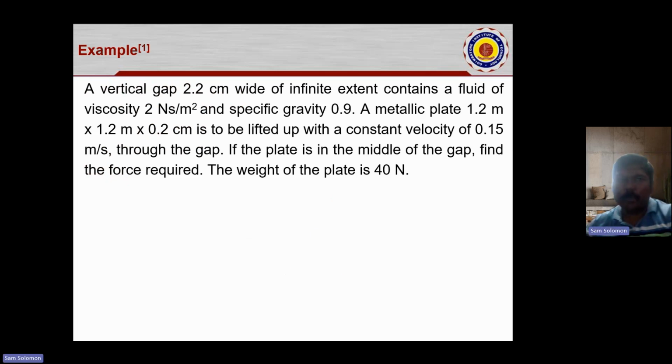A vertical gap 2.2 centimeter wide of infinite extent contains a fluid of viscosity 2 Newton second per meter squared and specific gravity 0.9. A metallic plate 1.2 by 1.2 by 0.2 is to be lifted up with a constant velocity of 0.15 meters per second through the gap. If the plate is in the middle of the gap, find the force required.